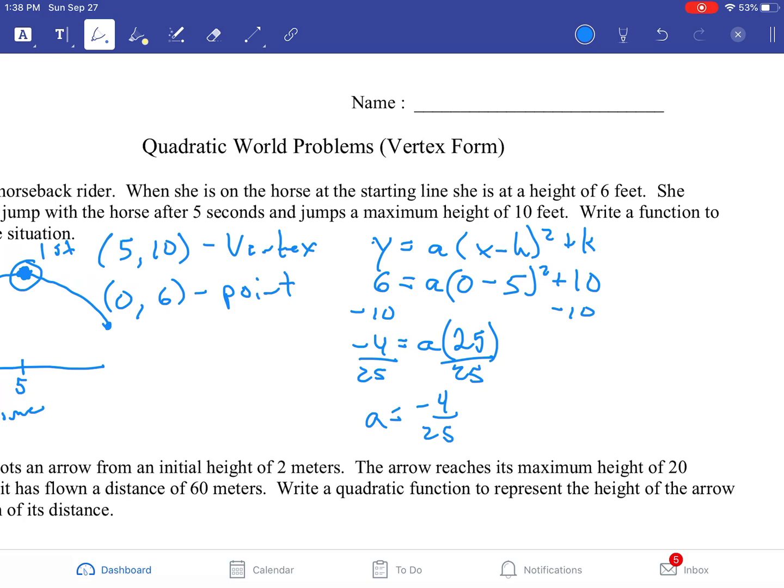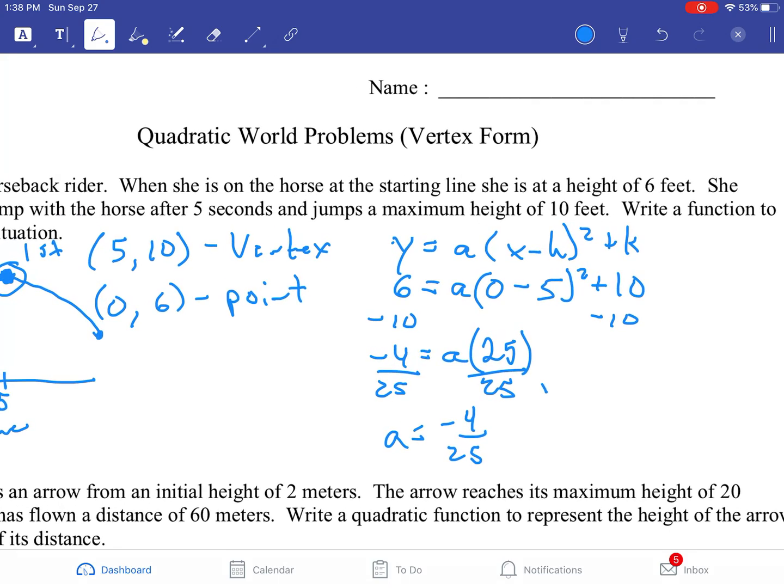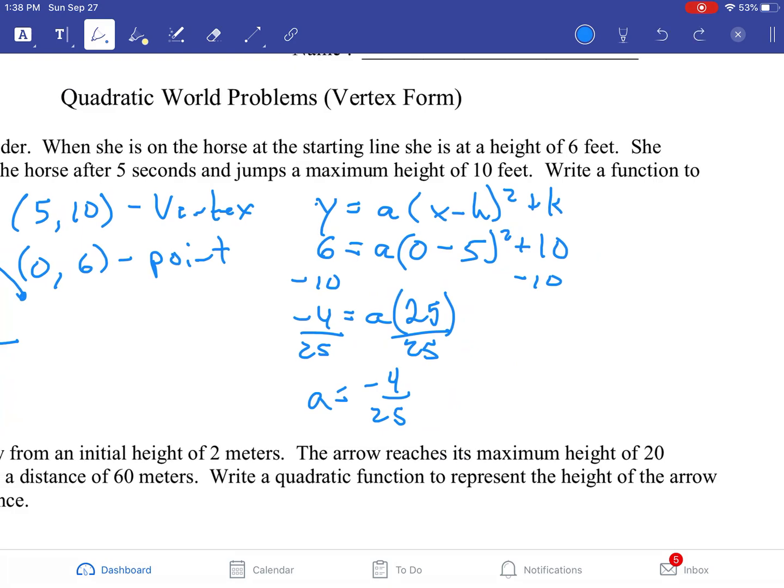All right, now to finish this problem off, just like we did last week on Thursday and Friday in the quadratic, we're going to take the a value and put it back into the equation with the h and k values in place. The x and y will just be x and y. So we have y is equal to -4 over 25 times (x minus h) quantity squared, plus k, which is 10. And here is your equation.